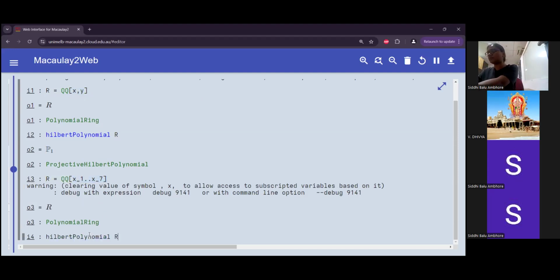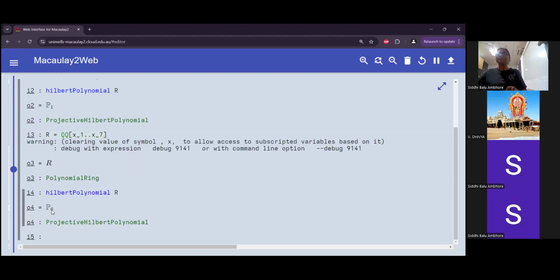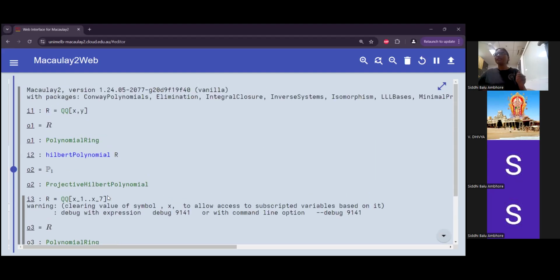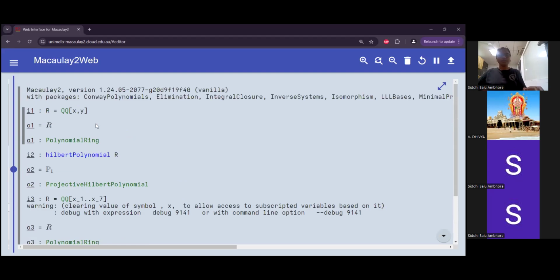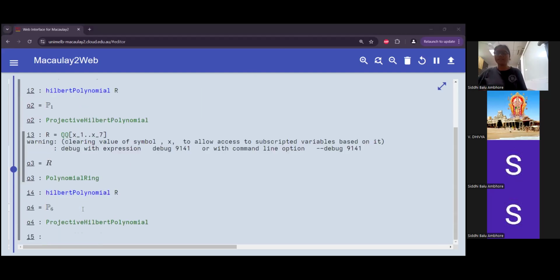That's okay. But now when I check this, for 7 variables, I have this P6. So for any k variables, my Hilbert polynomial is P(k minus 1). And you can check that, because when the degree changes, since we have k variables, we have these possibilities of choosing the powers of the variables, and that is exactly n choose k for that particular degree n term. So I hope you can understand why this is happening and how this coincides with our initial projective Hilbert polynomial, those Pks which we defined earlier.